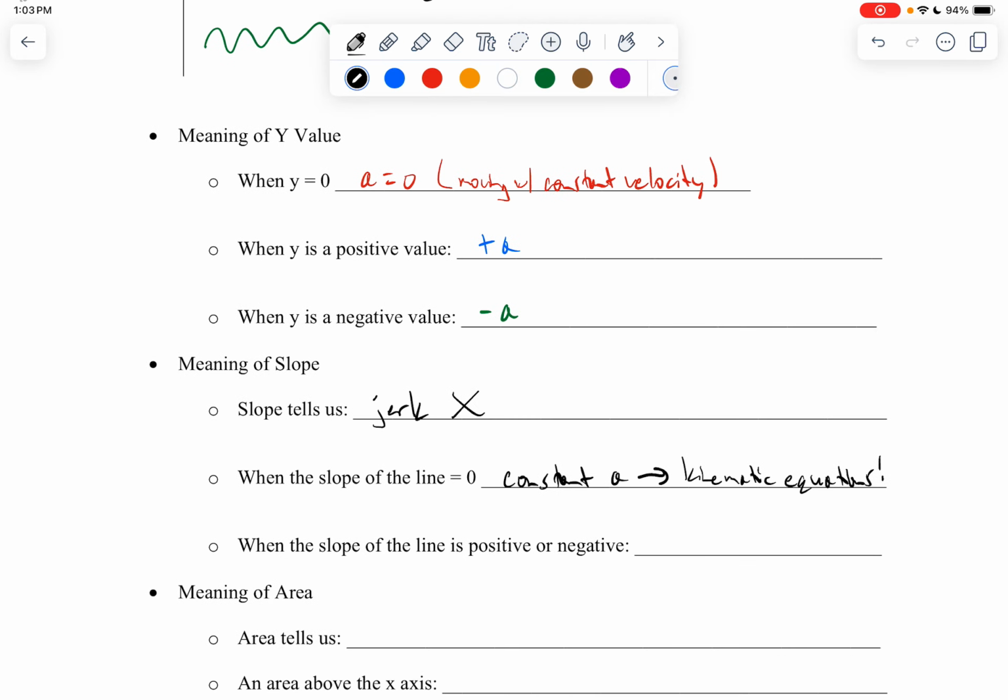If we have a slope that's either positive or negative, or even, let's say, concave up or concave down, this is showing us that we're going to have a non-constant acceleration. Anytime we have a non-constant acceleration, the only way we can analyze these scenarios is by using calculus.